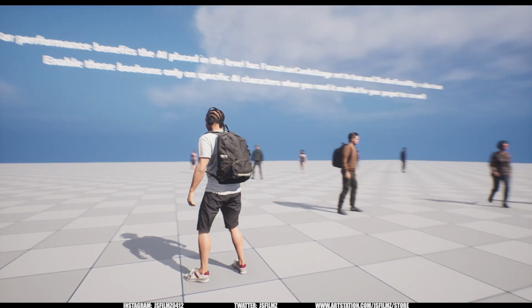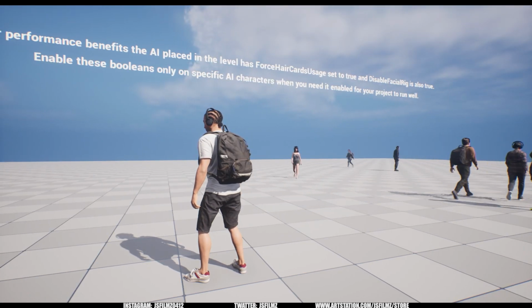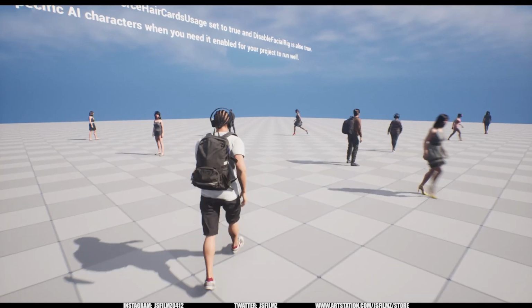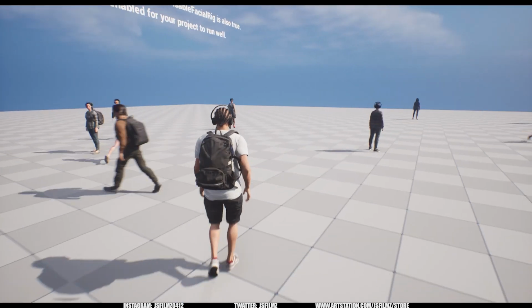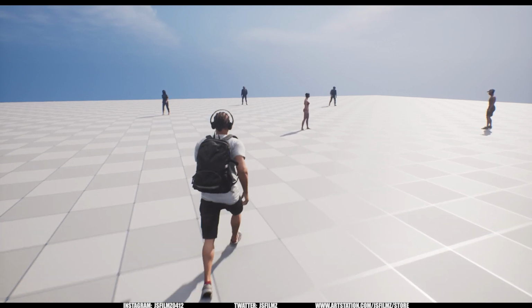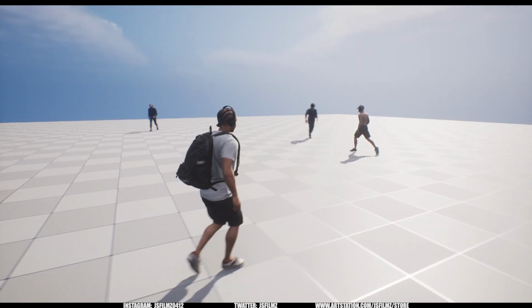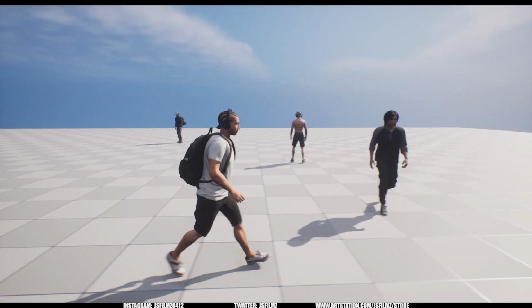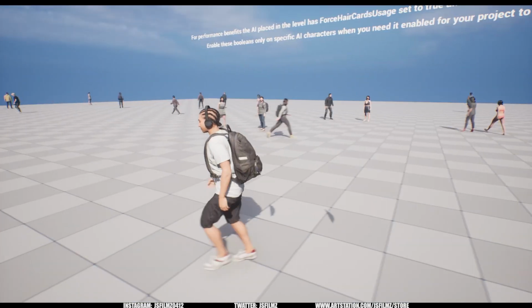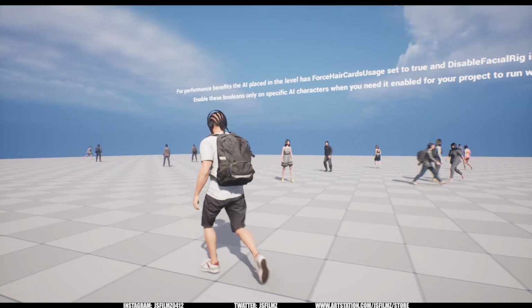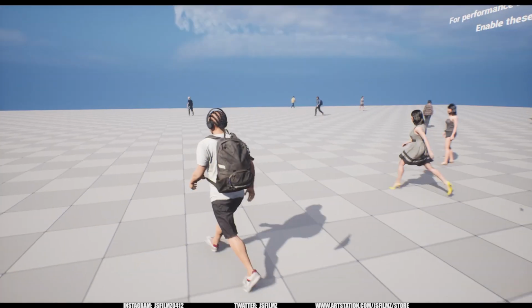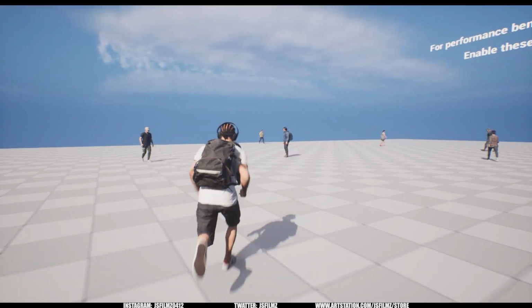AI placing levels, force hair card usage, and disabled facial rig. Okay, so they don't have facial rig. This is more just for, like, I guess, if you need some, you know, some idle crowd. This is cool, dude. But this looks pretty good.